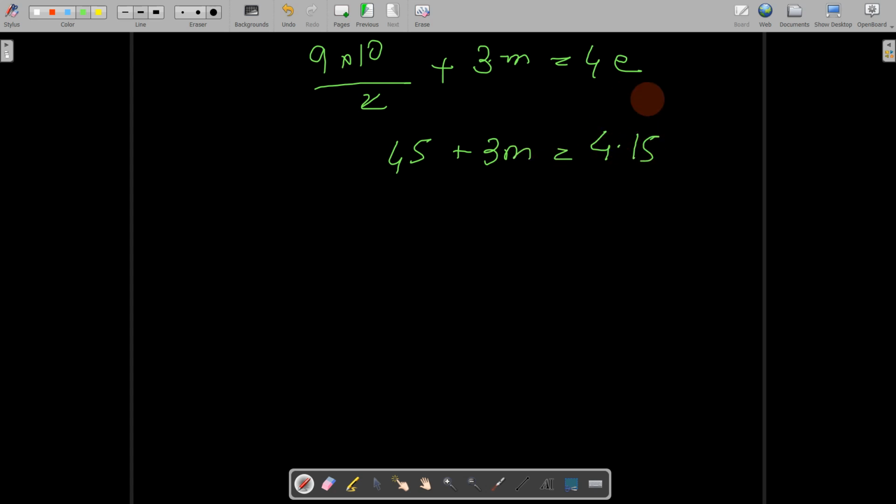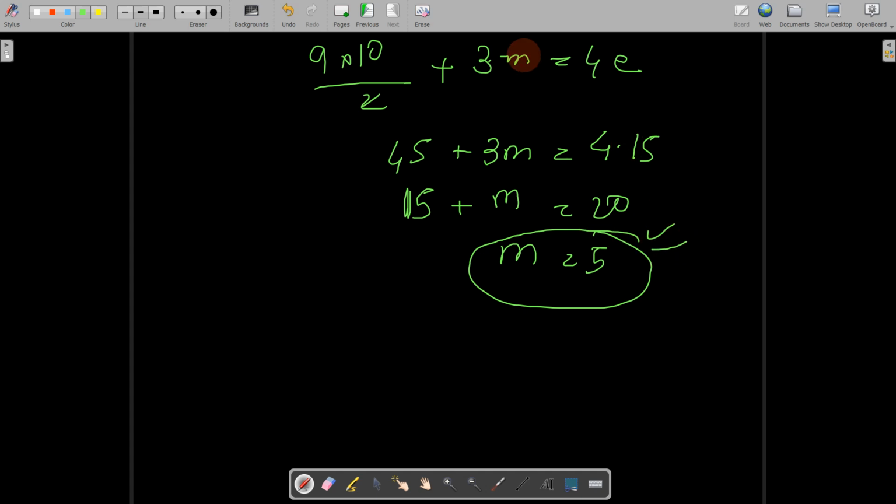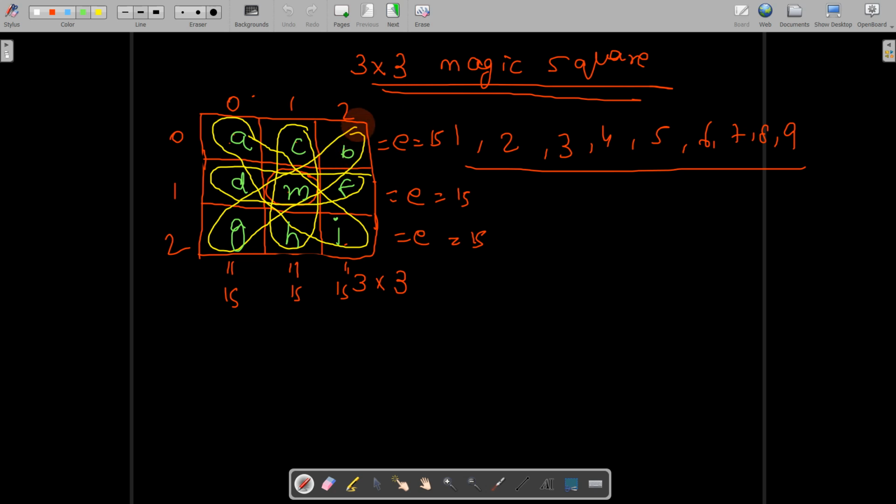We know for 3 cross 3 the magic sum is 15, right? Now we can divide this by 3, so 15 plus m is equal to 4 into 5, 5 fours are 20. So m is equal to 5. So always in a 3 cross 3 magic square, the middle element m would be 5.